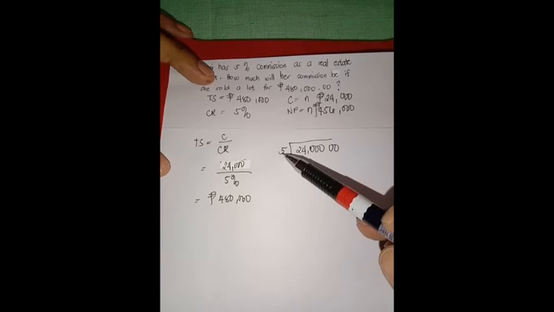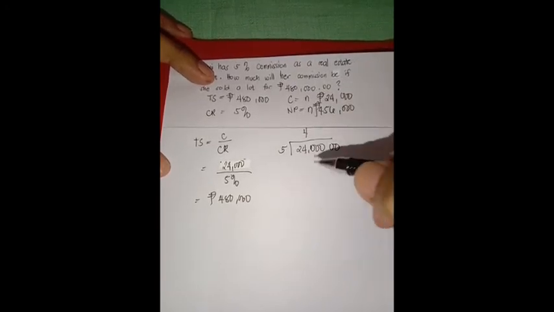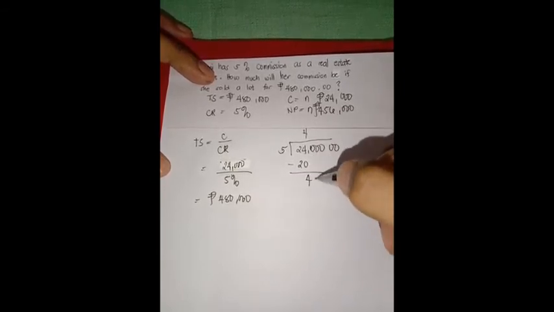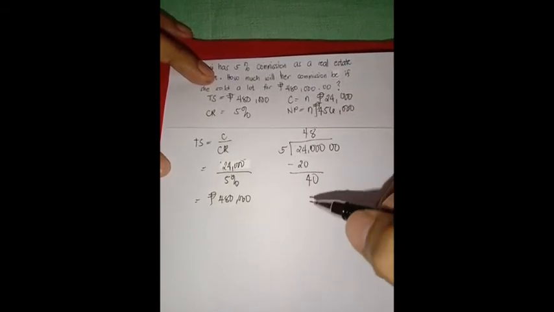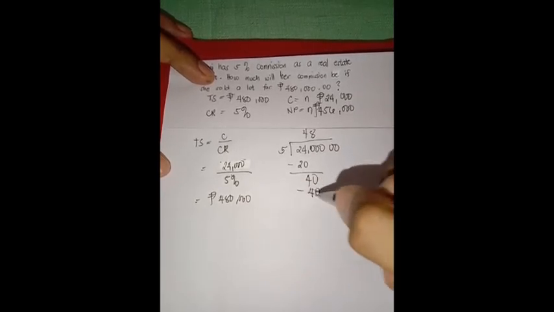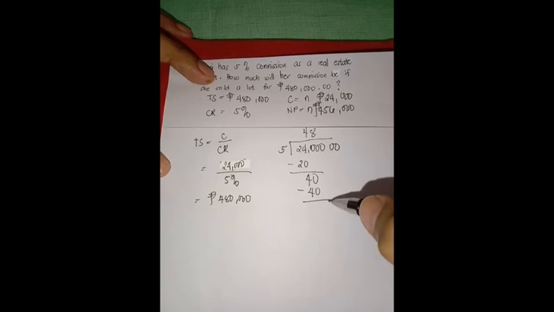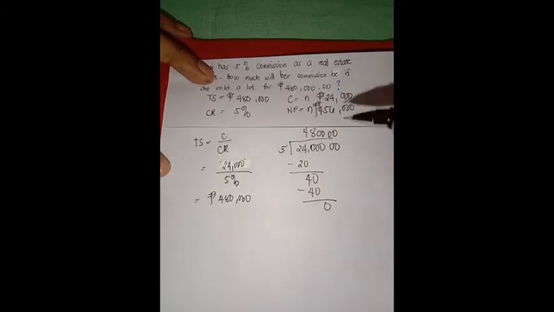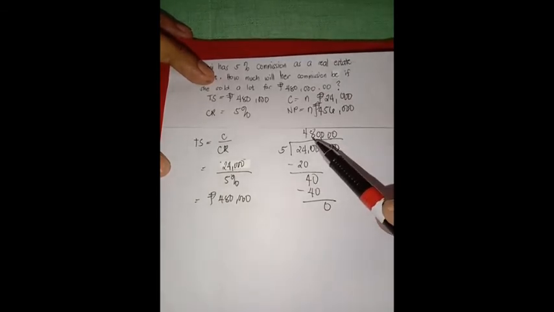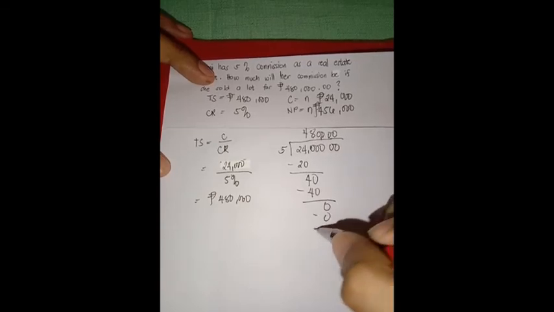So 24 divided by 5, we have 4. 5 times 4, we have 20. Subtract 24 minus 20, we have 4. Bring down 0. 40 divided by 5, we have 8. 5 times 8, we have 40. Subtract, therefore we have 0. Bring down 0, and any number, divided by 0, the answer will become 0. So lagay lang tayo ng mga 0. The answer here is 480,000, the same. So that is the total sale.